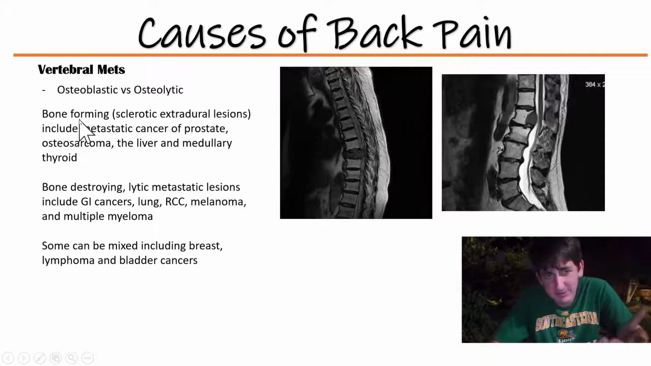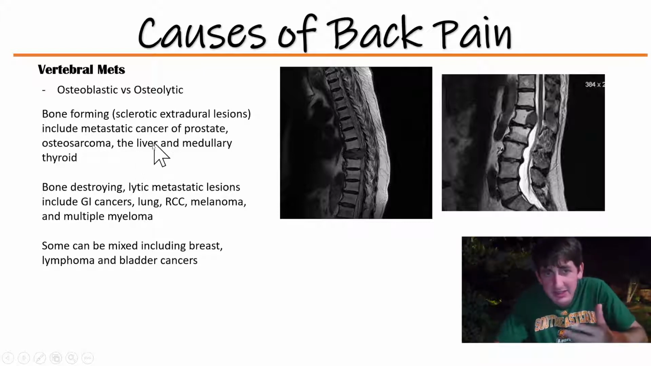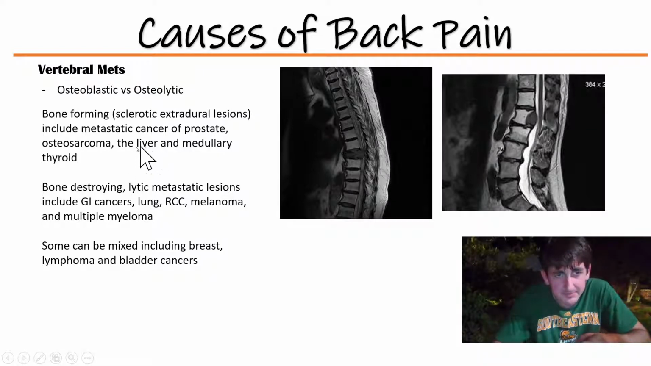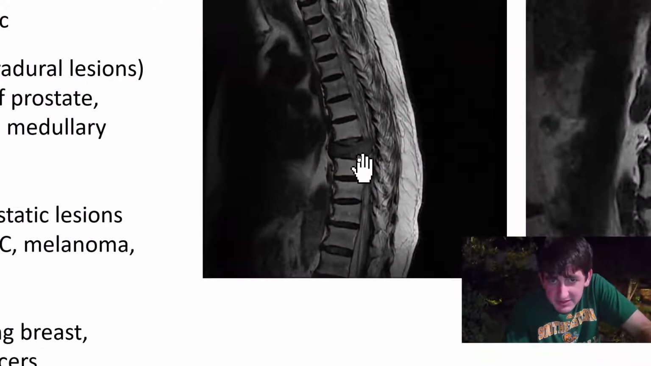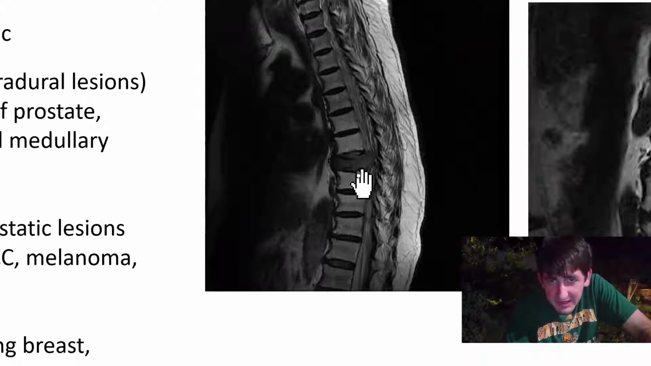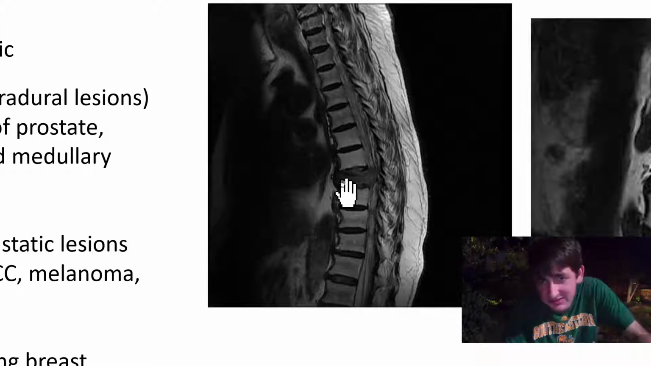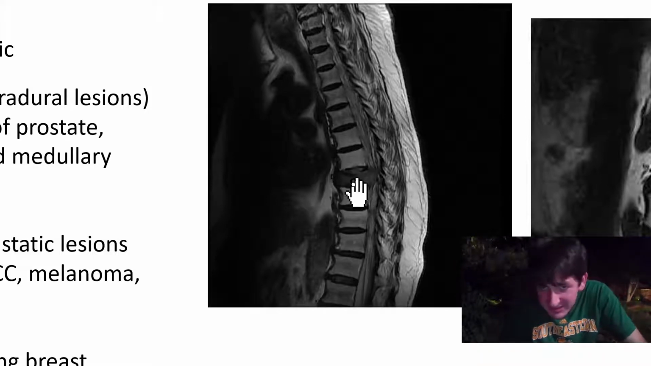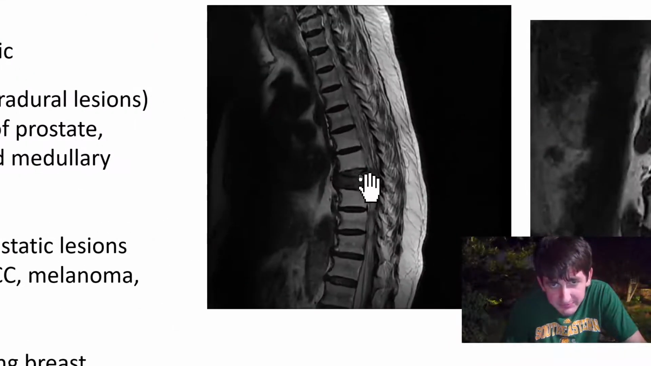So the osteoblastic are bone forming, like sclerotic extradural lesions, including metastatic cancer of prostate, osteosarcoma, hepatocellular carcinoma, and medullary thyroid cancer. And this is a hepatocellular carcinoma. You can see this vertebral body has, this is a T2 weighted image, and because this is hypointense on T2, meaning it's dark, that means this is an osteoblastic lesion. So this is bone forming, right? This is a bone forming lesion.